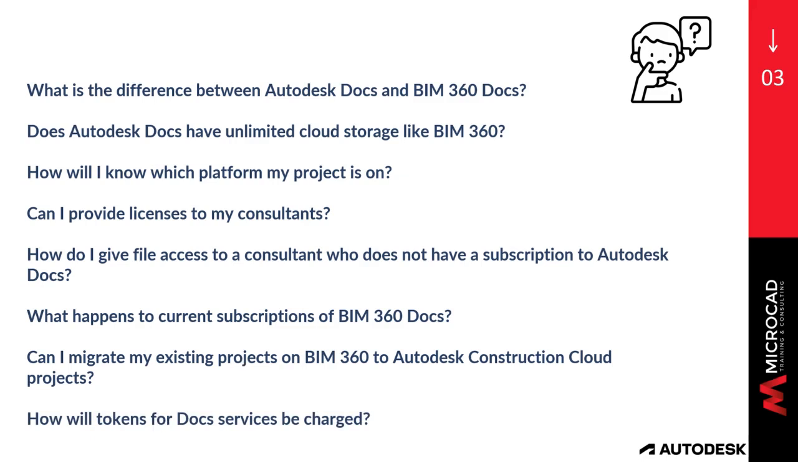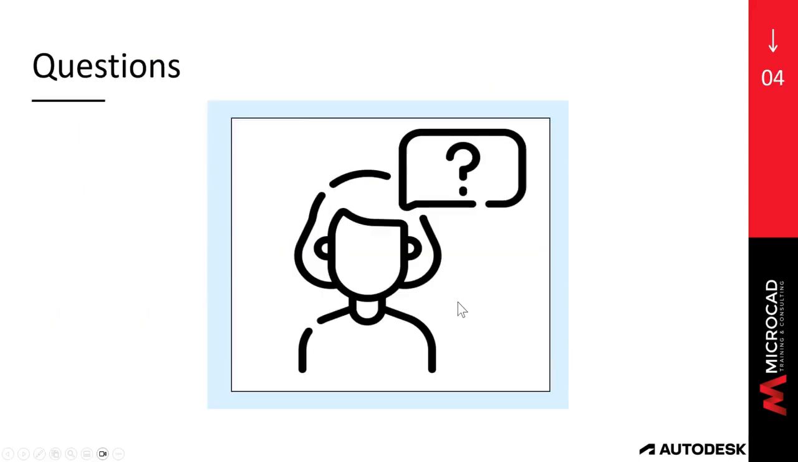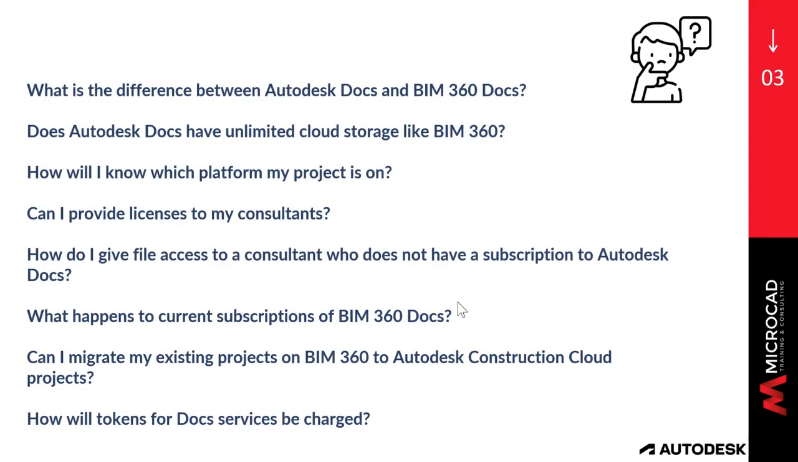Now, there's also a question that you may hear about. So there's an option to have tokens, right, on your Autodesk services. So how tokens work is that basically you can go ahead and purchase a set of tokens that you're going to be able to use on your particular software, such as AutoCAD, Inventor, Revit. Now, there's also a feature that is going to apply for tokens in Docs. So how will tokens for Docs services be charged?